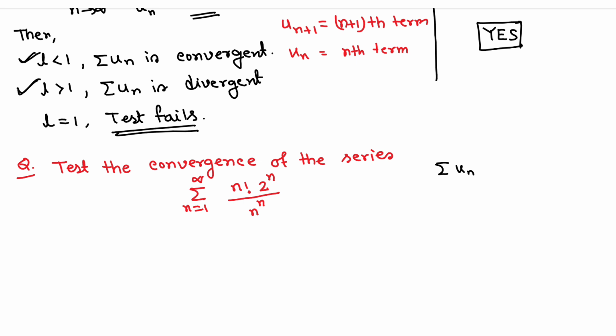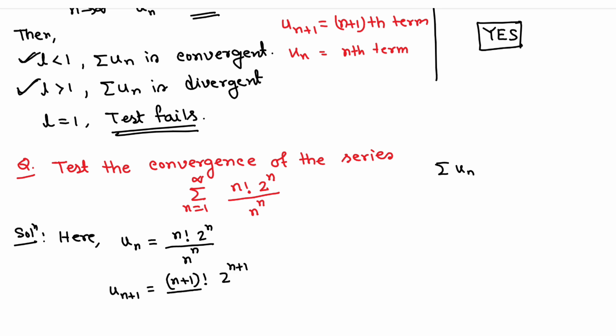So here, solution: un equals n factorial into 2 to the power n divided by n to the power n. So what will be un plus 1? Just put n equals n plus 1. So n plus 1 factorial into 2 to the power n plus 1 divided by n plus 1 to the power n plus 1. This is our un plus 1, that means n plus 1th term, and this is our un, that is nth term.